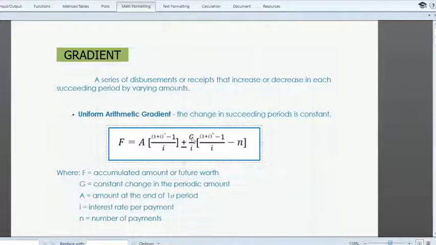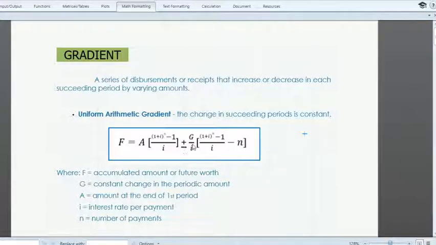Okay? Then, we have here the plus and minus. So, kailan natin gagamitin yung plus? Kailan natin gagamitin yung minus? So, yung plus is used kapag syempre yung series ng payment mo is increasing. Kapag pataas yung value plus yung gagamitin mo. And syempre kapag decreasing or pababa yung value, minus naman ang gagamiting operation.